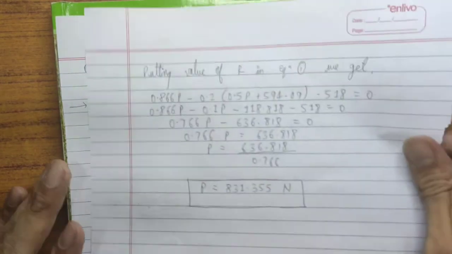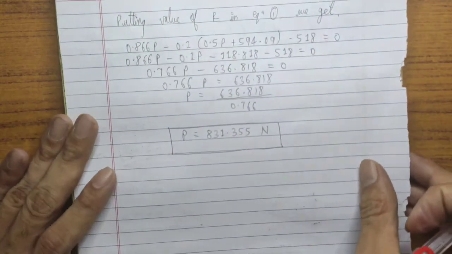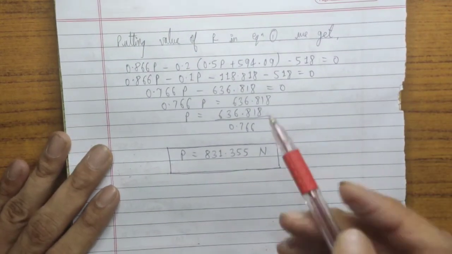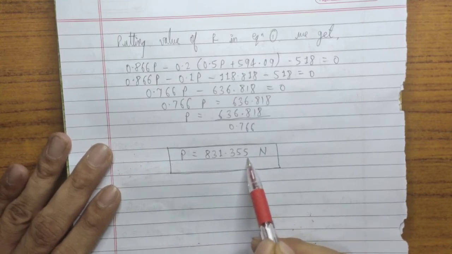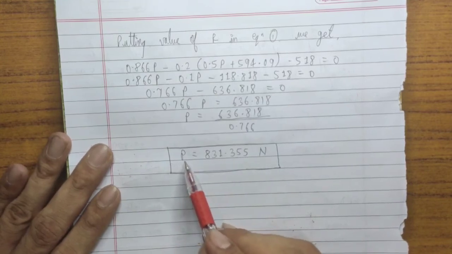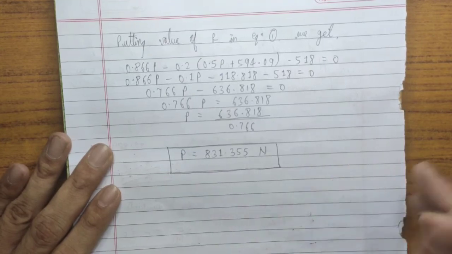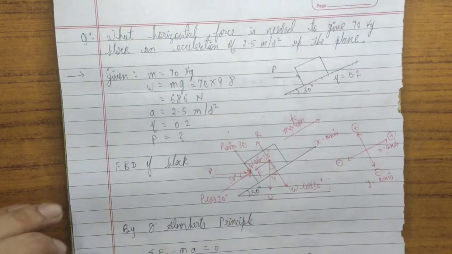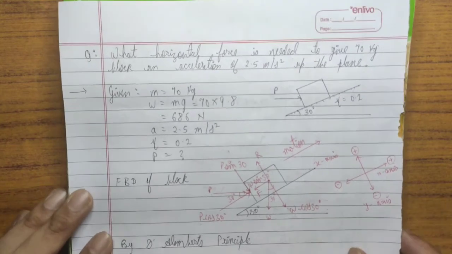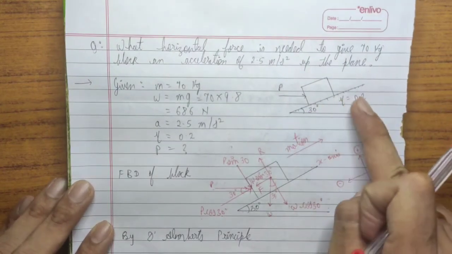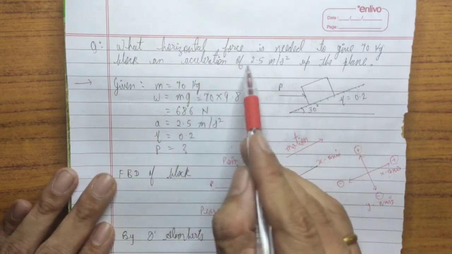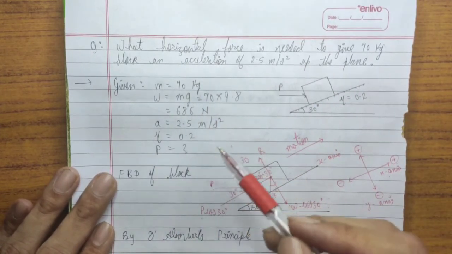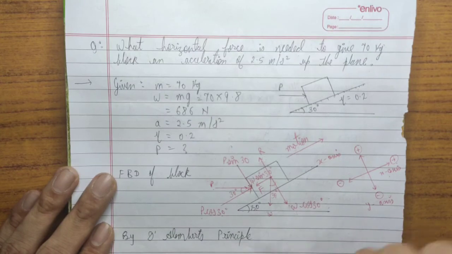So using D'Alembert's principle and summation V equal to 0, you have found the value of P. It comes out to be 831.355, and since P is a force, the unit will be Newton. This is how you solve a numerical based on friction as well as dynamics. It is in a dynamic state. Why? Because it has an acceleration. Whenever a body has velocity and acceleration, that means it is in a dynamic state.